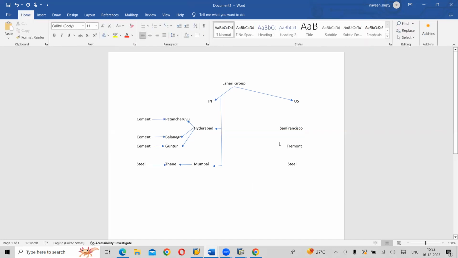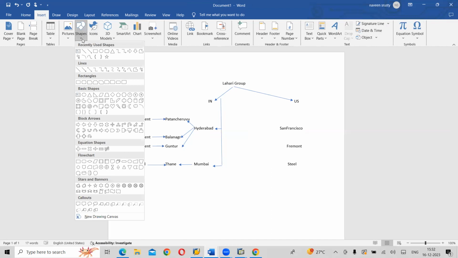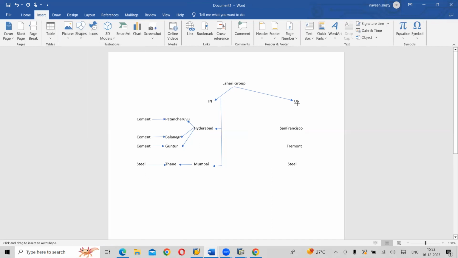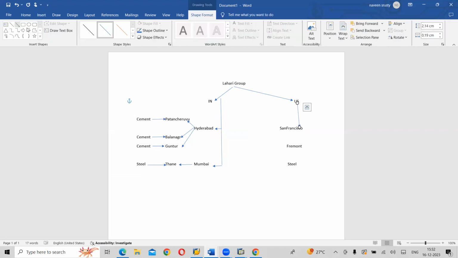And again in the US, we have a branch in San Francisco. In San Francisco, we have a plant in Fremont, and in Fremont we have a steel plant. Just write it down as it is. Once you are done, let me know.